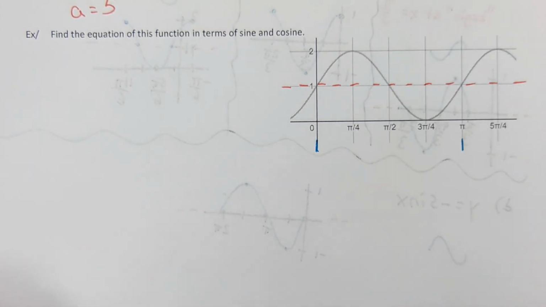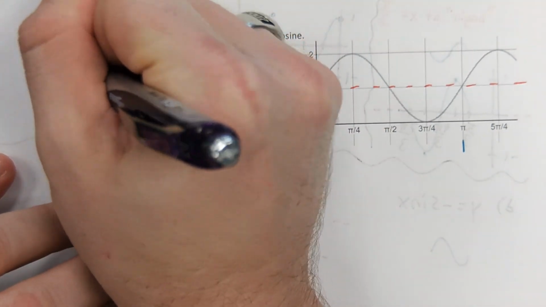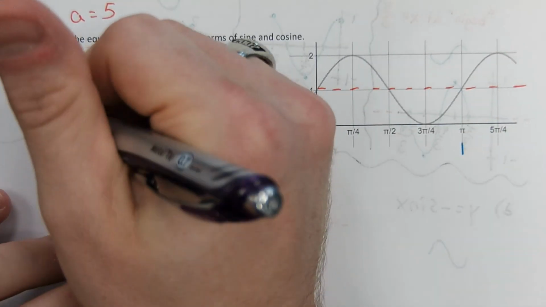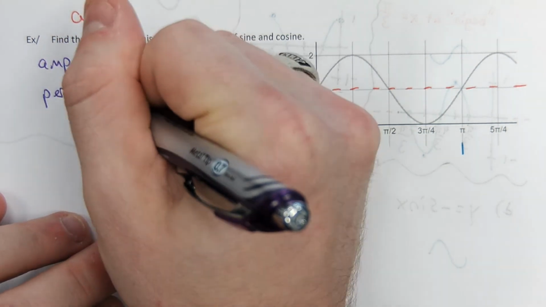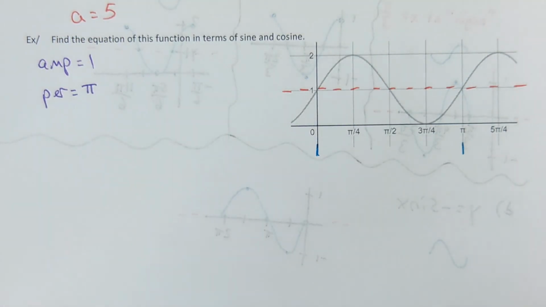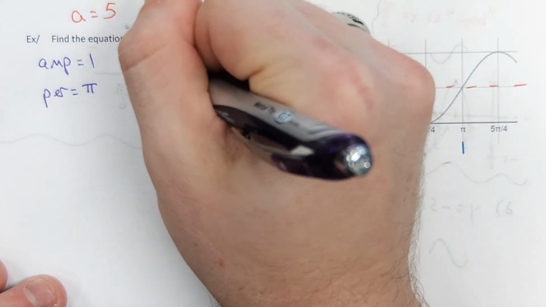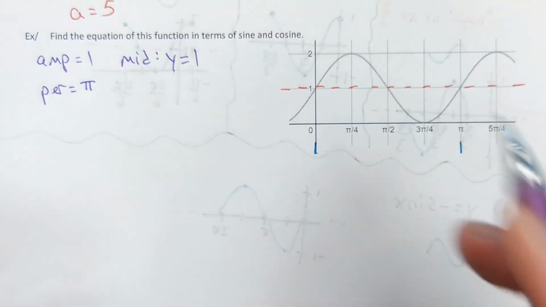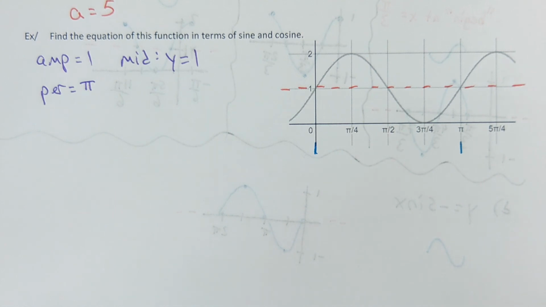Let's fill out what we know. We know our amplitude is 1. We know our period length is pi. We know our midline is y equals 1. That's good enough to get started.